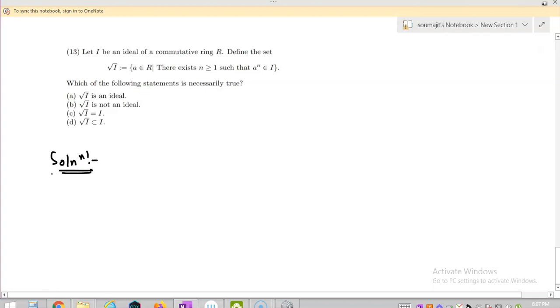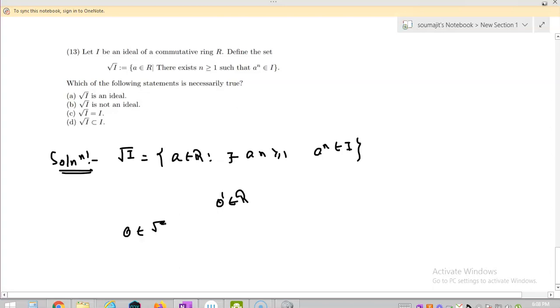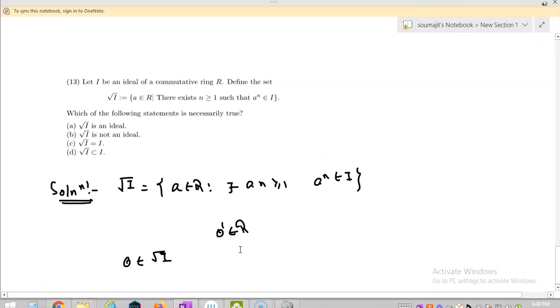First of all, it is given that root I equal to all such a belongs to R such that there exists n greater or equal to 1 such that a to the power n belongs to I. Now we have to check whether root I is an ideal or not. Now as R is a ring, 0 belongs to R. This is 0 to the power 1. Hence I can say that 0 belongs to root I and root I is non-empty.